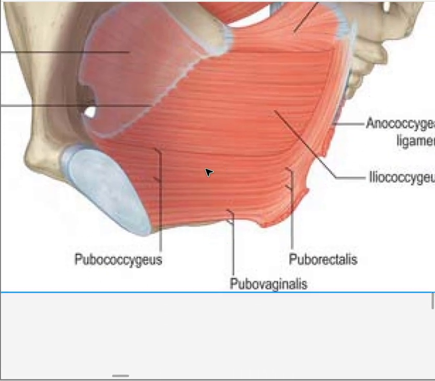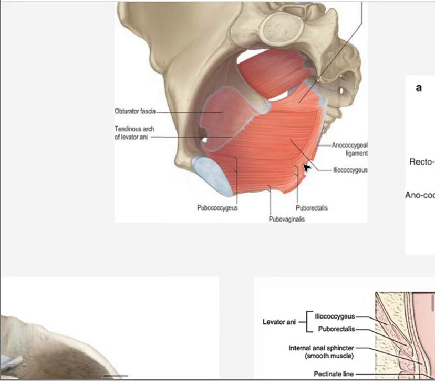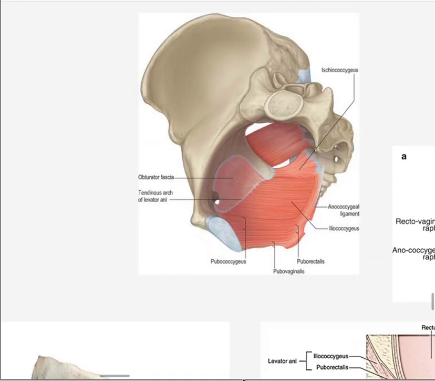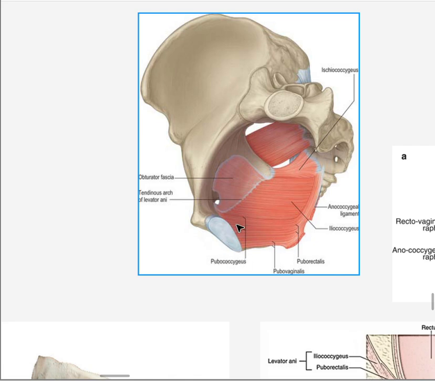Pubococcygeus here. Can you see the pubococcygeus muscle here? This is one half of the hip bone shown to you. This is the pubococcygeus. This is the iliococcygeus. Sometimes they divide it into ischio-coccygeus also. So the pubococcygeus muscle supports the pelvic and abdominal viscera, including the bladder.